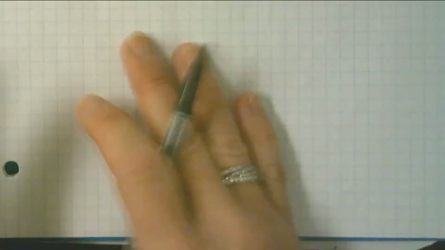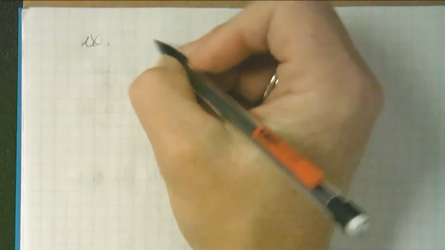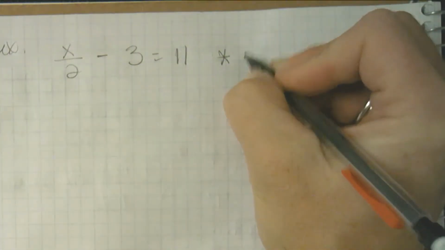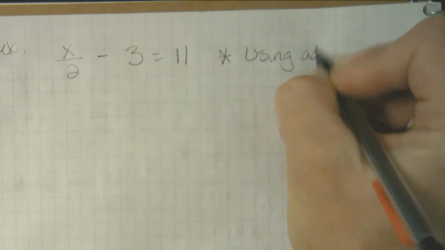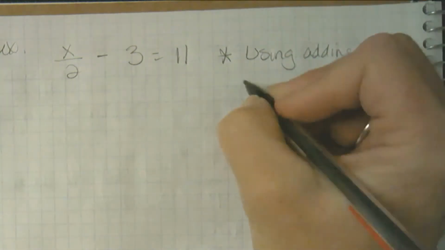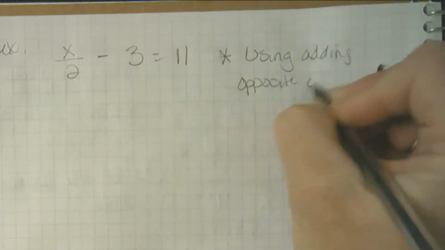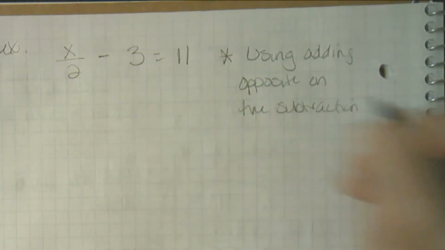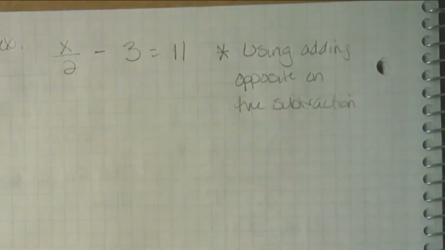Okay, let's look at another one. This one's going to look a little different. But the idea, remember, you have to think about what your goals are. No matter what the equation looks like, think about the goals in mind. So I have x over 2 minus 3 equals 11. All right, let me put a little asterisk here. Use adding the opposite first. It stops a lot of issues. Use adding the opposite on the subtraction. I highly recommend that. So I'm going to go ahead and do that in my pen.